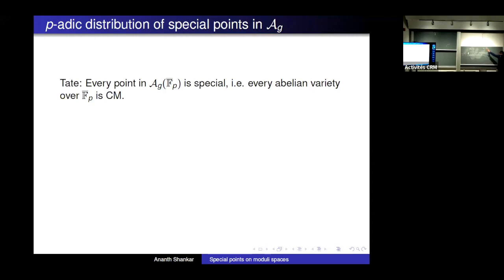Now, when a Shimura variety does not parameterize abelian varieties, how do you even define the notion of a special point mod P? In characteristic 0, we had a Hecke definition. Yes, please. It's Frobenius. Is it the same thing? Frobenius, which is the special point. Is that what you mean?